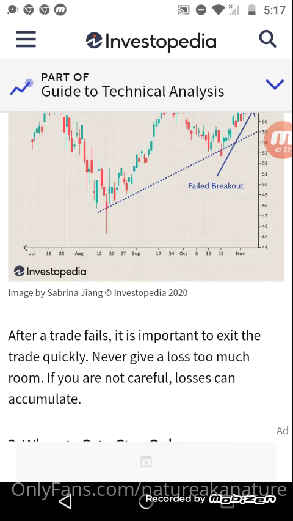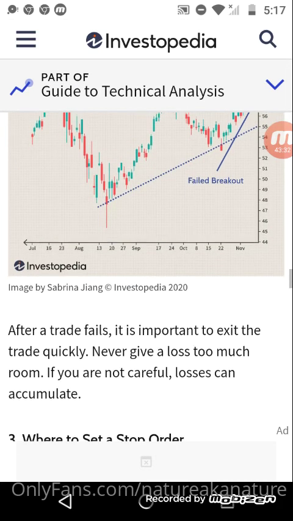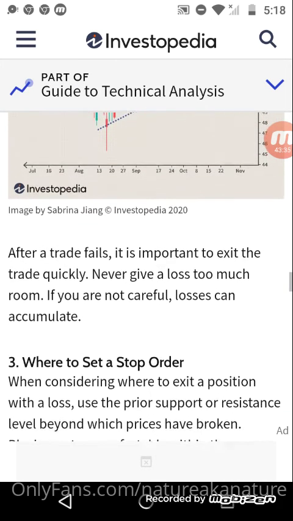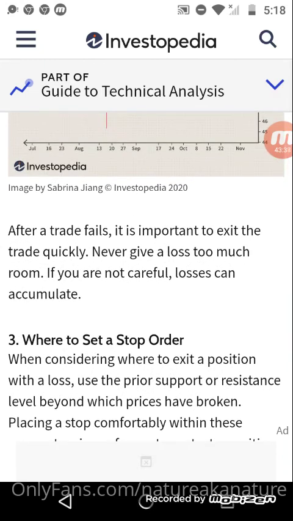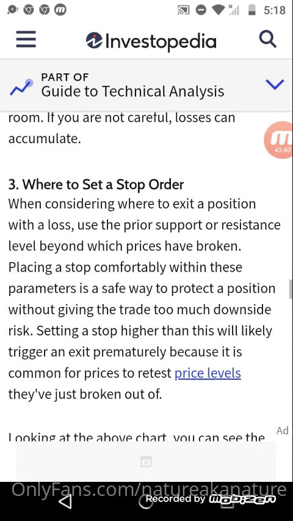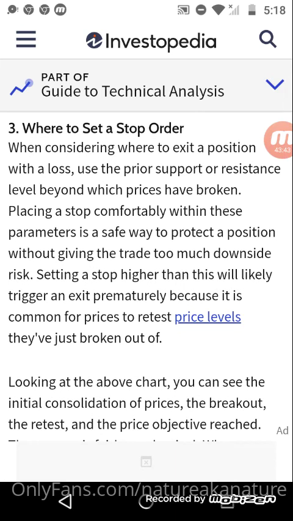Looking at this chart above, you can see the initial consolidation period as it broke out and retested. Price faked out and went back to the old resistance level it was at. This immediately stops you out if you put your stop loss too close, and it closes out the trade. So this is why I say 20 to 50 pips where you put your stop loss. Setting your stop too tight allows price to retest and catch the trade quickly.